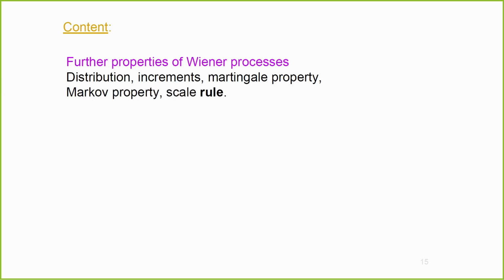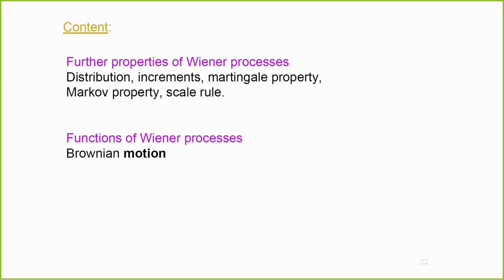And then some other properties include the scale rule, which is looking at the invariance of the scale of the process. And after that, we're going to look at some functions of Wiener processes that illustrate some basic applications. One of them is the Brownian motion, which we have seen before. The other one is going to be the Brownian motion with drift. This simply corresponds to the random walk with a drift.